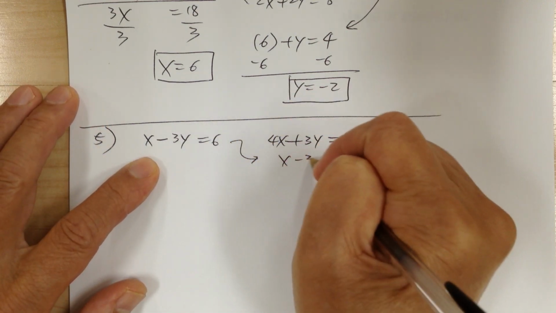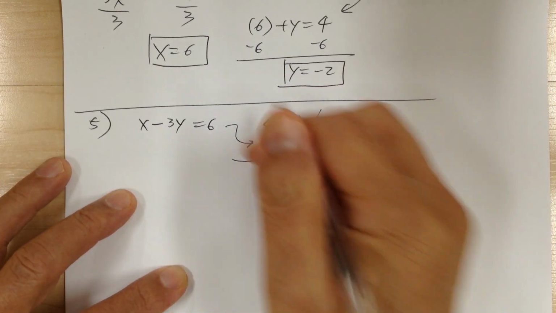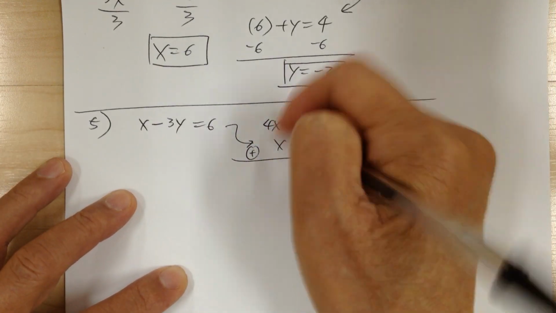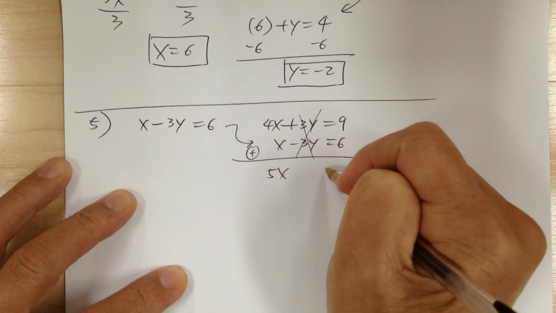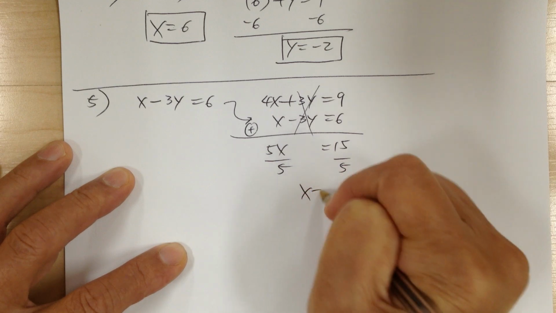So I got x minus 3y equal to 6. And this will cancel out. So I'm going to add the two equations together. So I got 5x equal to 15. Divide by 5. So I got x equal to 3.